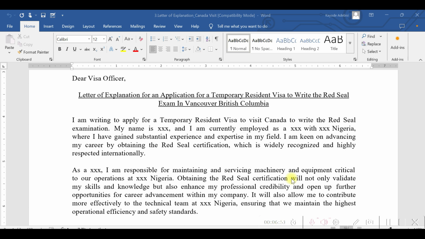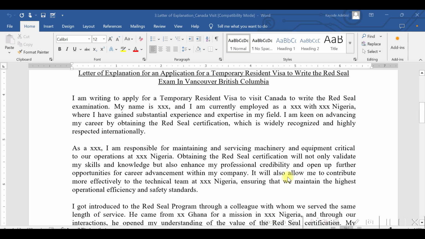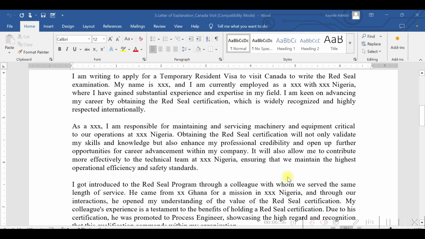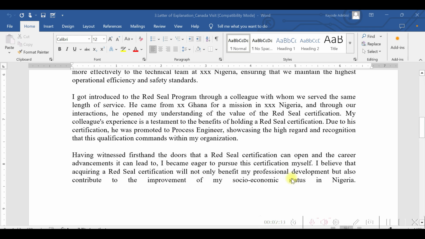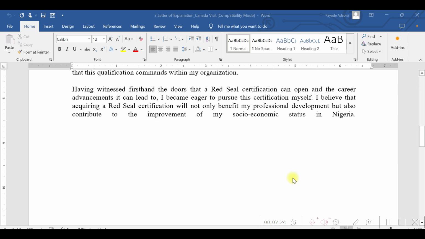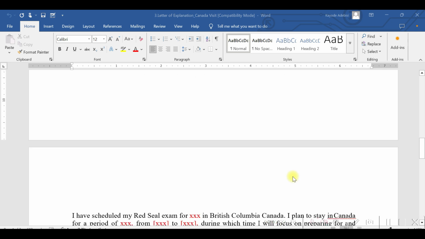But this is visiting, and of course, he provided information on what he wants to go and do in Canada, and provided a justification for why he chose the Red Seal program, clearly mentioning that he had colleagues from Ghana on a mission to Nigeria, and through interaction they exposed him to the certification. He also noticed how the program accelerated promotion for persons that have gone through the Red Seal certification, right? So all these provided justifications for why he wants to go and what the motivations are.